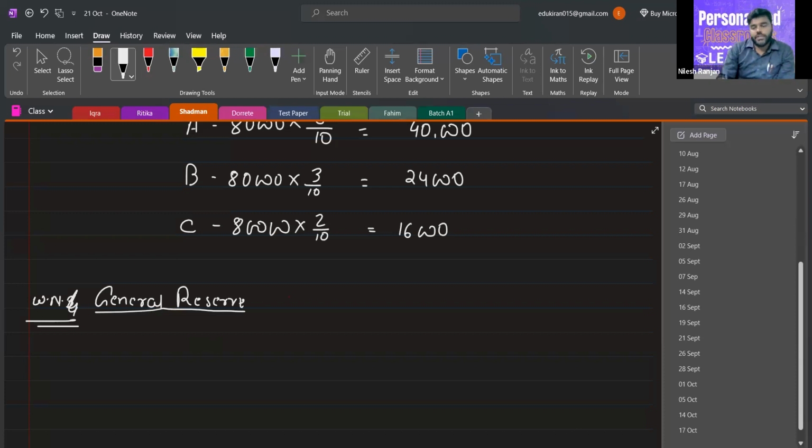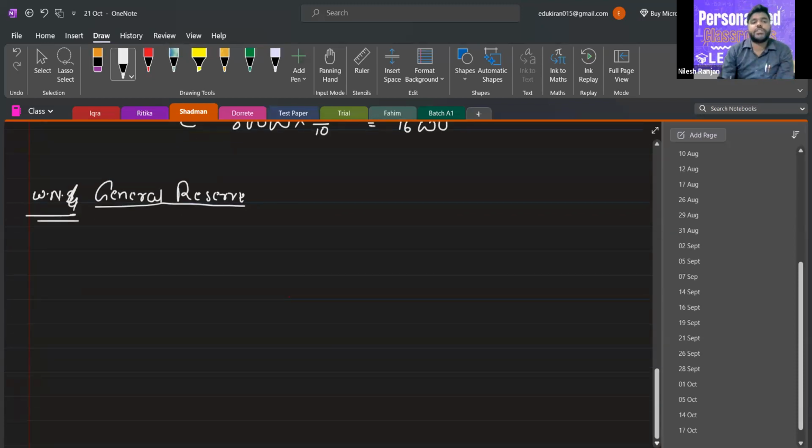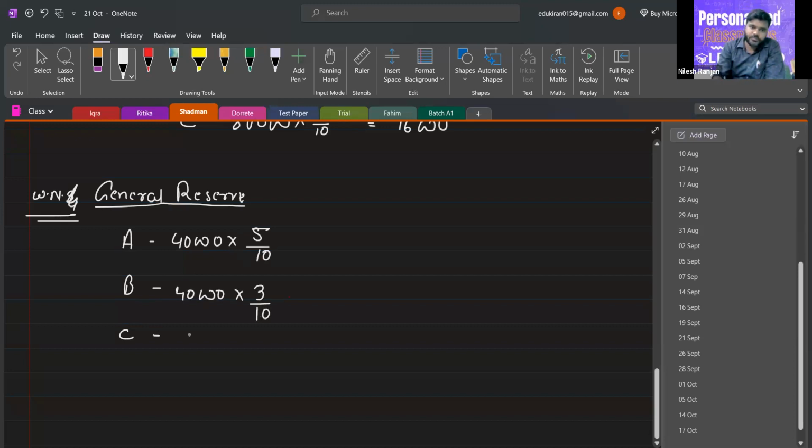So can you repeat? If it is case 1, then we distribute general reserve in the old profit sharing ratio. But if it is case 2, then we distribute it in the sacrificing or gaining ratio. Okay, sir, so it is case 1. So we will distribute between A, B, and C in the old profit sharing ratio. It is 40,000 given. So 40,000 into 5 by 10, 40,000 into 3 by 10, and 40,000 into 2 by 10.